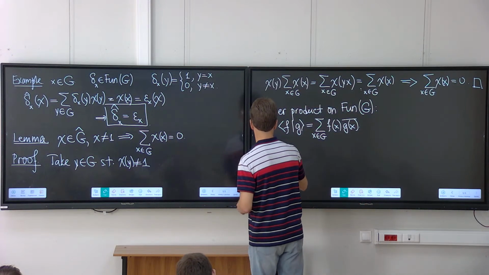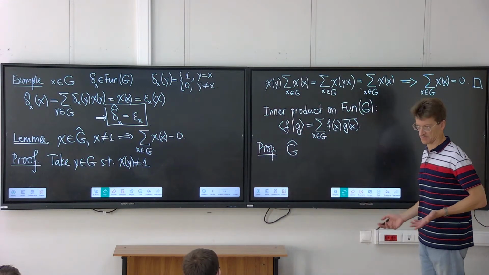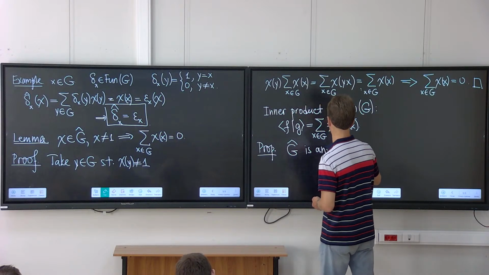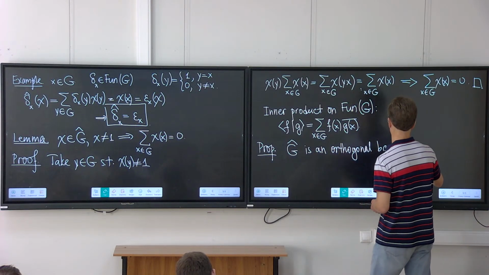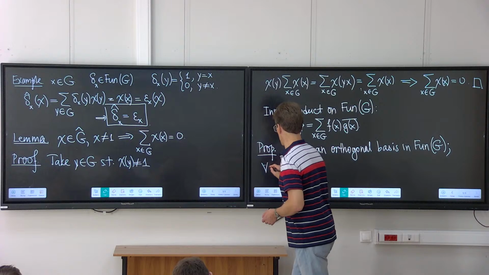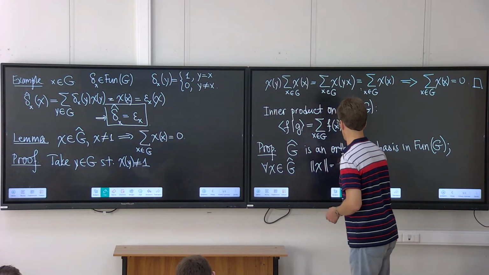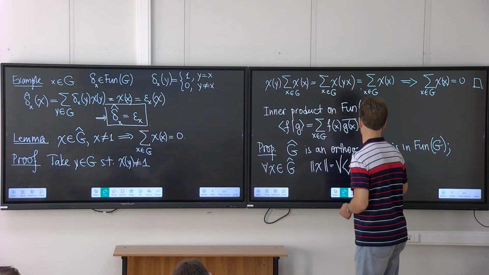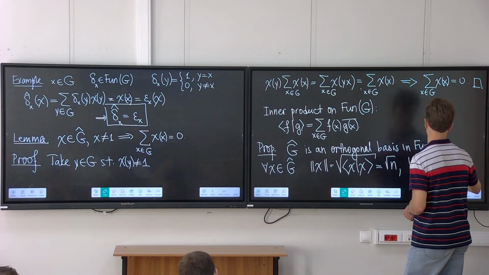We now have the following result. A proposition. The set of characters of G, so it is a subset in fun of G, and I claim that this set is an orthogonal basis in fun of G. And moreover, the norm, the Hilbert norm of every character, that is the square root of the inner product of chi by itself, is equal to the square root of n, where n is the order of G.